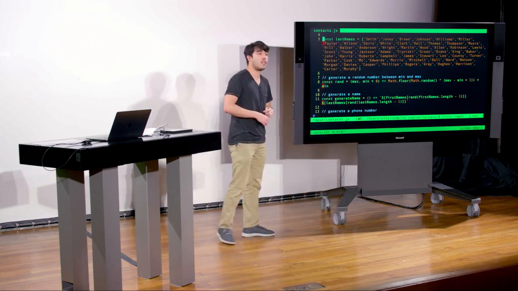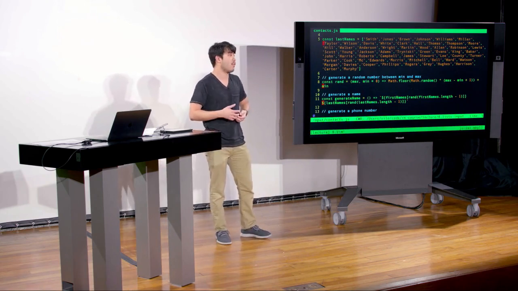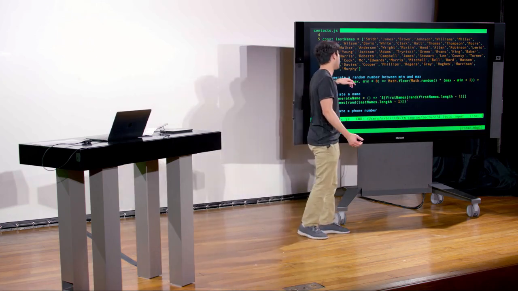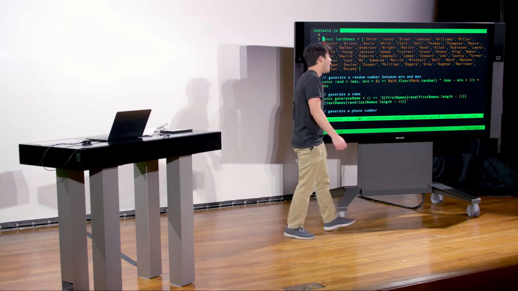Some function that we might want to have when we're generating random names is some function that generates random numbers. And so you see here, we have a function called rand, which will generate a random number between some minimum and some max.